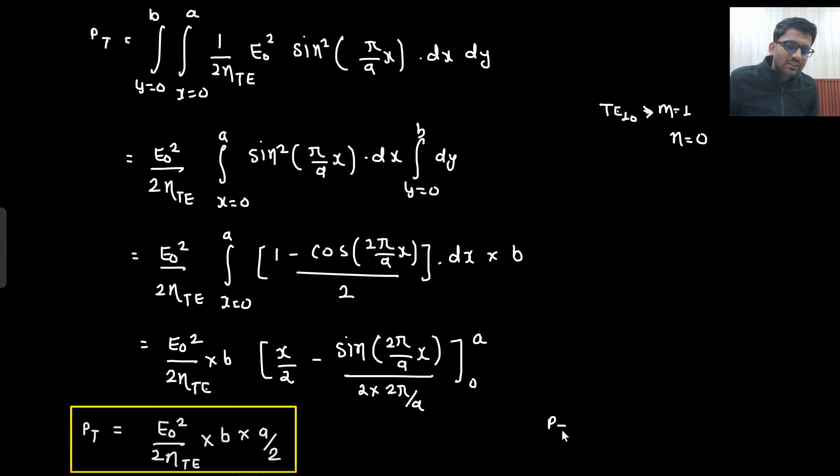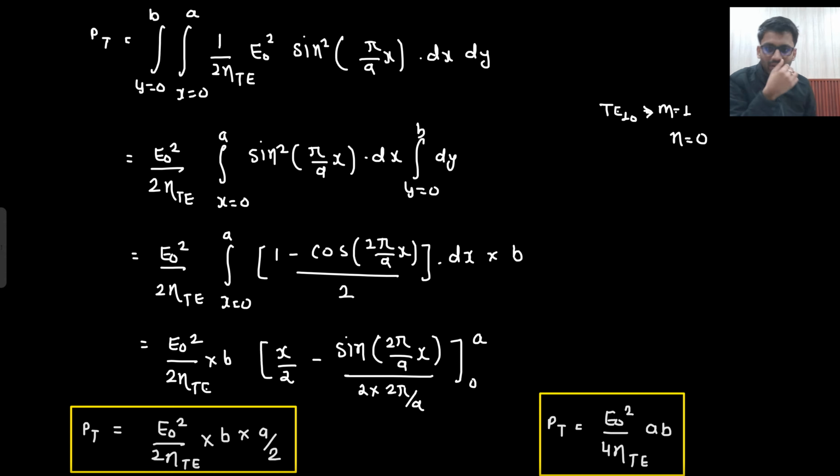Otherwise the final formula is E naught square divided by 4 eta TE into a b, but it would be tough to remember. Certainly it is tougher to remember, but this is very easy because this formula we already remember. E naught square by 2 eta into a into b by 2. Sorry, it should not be a into b by 2. Although the answer would be the same, how will we remember? E naught square by 2 eta TE into b into a by 2, because for b there is nothing, and for a the sinusoid component is present. That's why it would be a by 2.